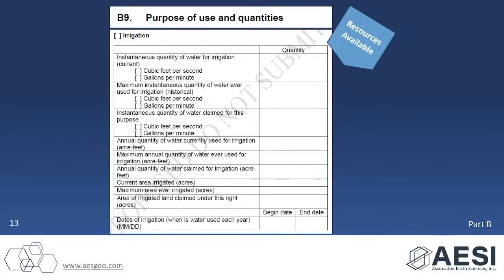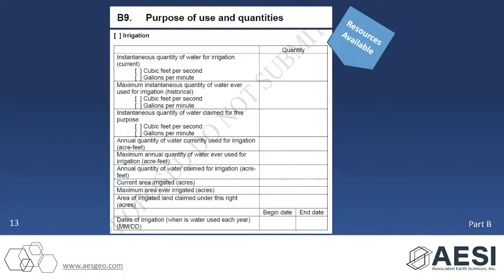Maybe you have blueberries now, but it was in grass before. Blueberries with drip is going to have a slower GPM. The grass with a moving big gun is going to need a higher GPM. That would be an example of a different maximum from what you're currently using. So that's their first set of questions.